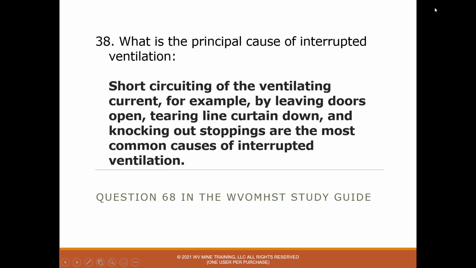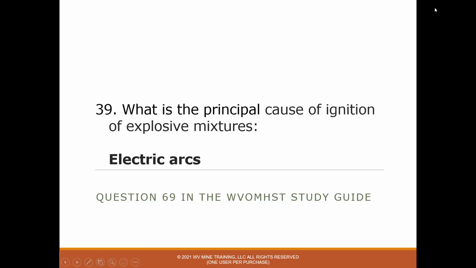Question 38, what's the principal cause of interrupted ventilation? And the answer to that is short-circuiting the ventilating current, for example, by leaving doors open, tearing line curtain down, knocking out stoppings. These are the most common causes of interrupted ventilation. Question 39, principal cause of ignition of explosive mixtures. And the answer to that is electrical arcs.